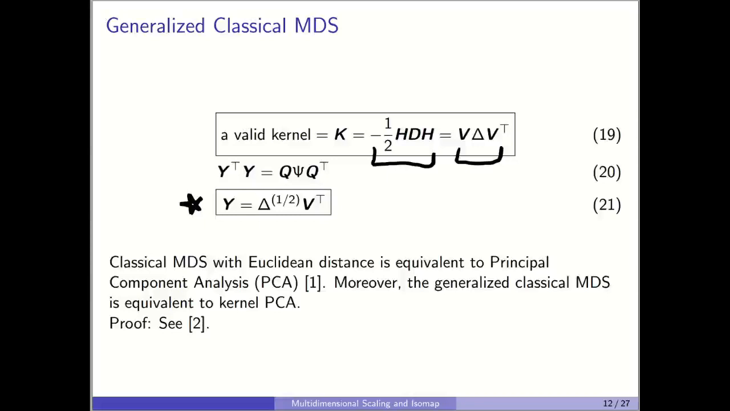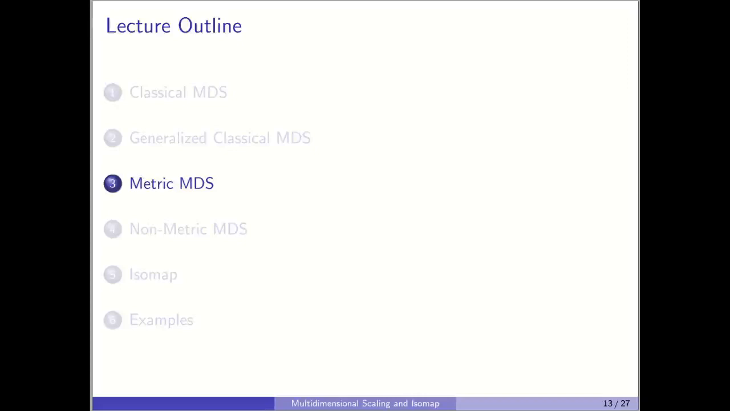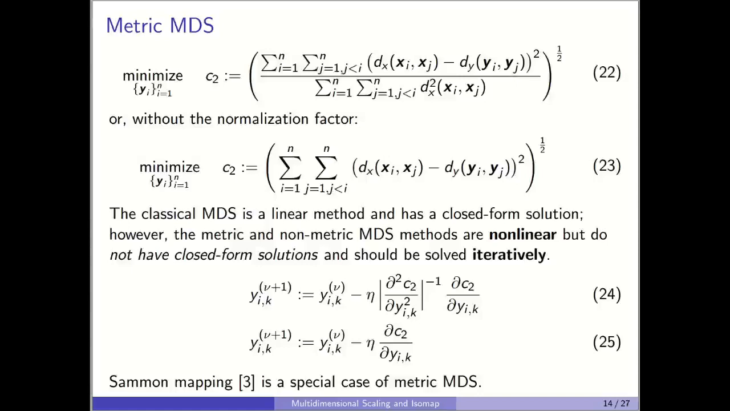Classical MDS with Euclidean distance is equivalent to PCA, principal component analysis. Also, generalized classical MDS, or kernel classical MDS, is equivalent to kernel PCA. For proof, please look at our tutorial paper on MDS, Sammon mapping, and Isomap. Now let's move on to metric MDS. What is metric MDS? Another type of MDS.